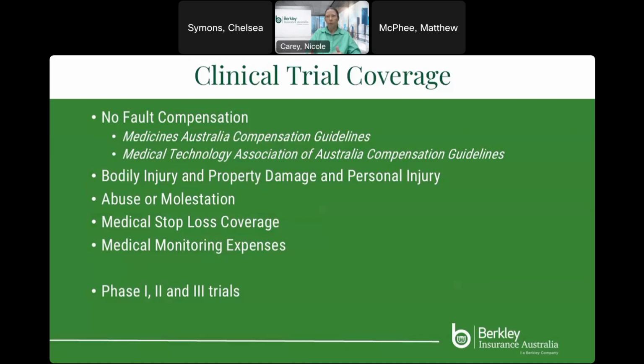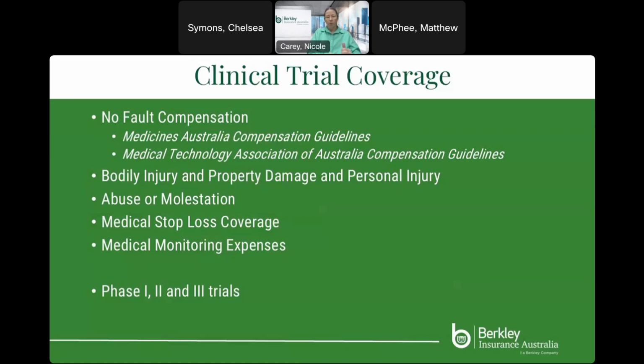So they suffer an injury, they say, I got the injury because I was in the clinical trial, and then the sponsor basically has to pay up. The individual that suffered the loss doesn't have to prove that they suffered that injury as a result of the insured's negligence. So payment made by a sponsor under the guidelines is made without an admission of liability.